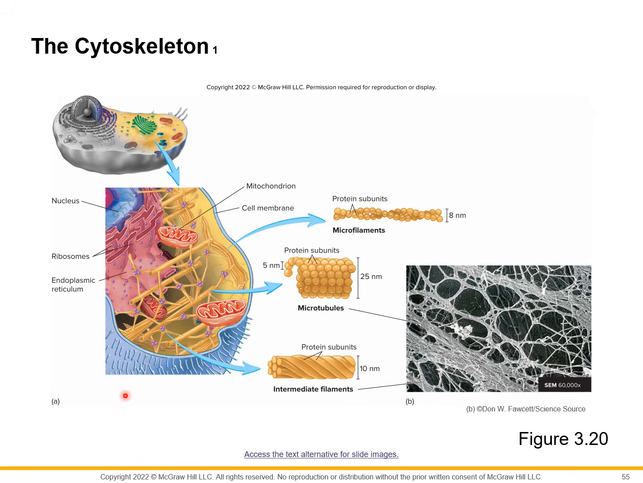This illustration shows us what it looks like if something is classified as a microfilament, a microtubule, or an intermediate filament. This is an illustration on their placement on the inside of the cell, and then this photo right here is an electron micrograph of what they would actually look like inside of the cell.